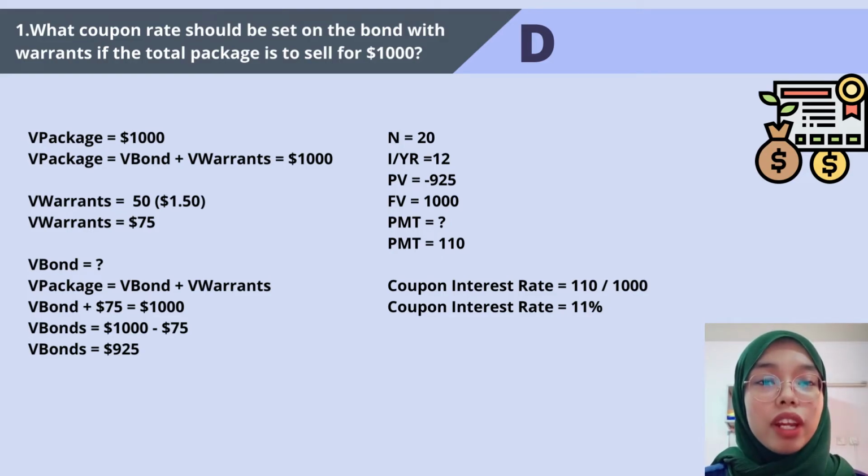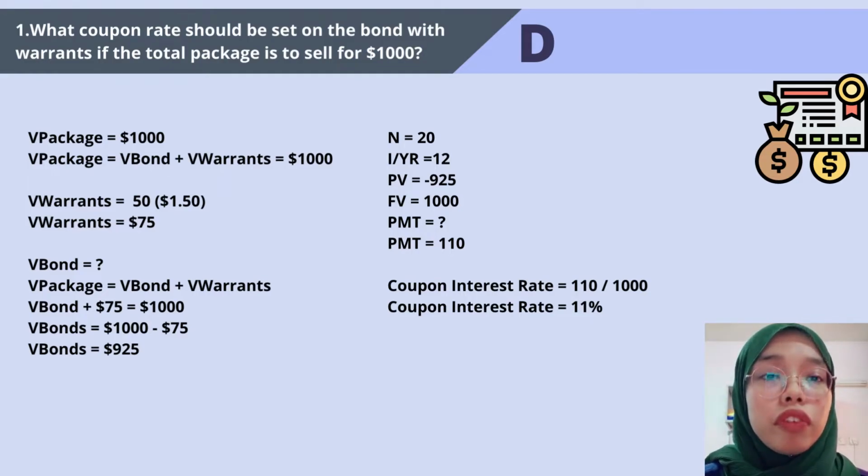Okay, question number 1. What coupon rate should be set on the bond with warrants if the total package is to sell for $1,000? If the entire package is to sell for $1,000, then V package equals V bond plus V warrants, equal to 1,000. It is expected that the 50 warrants will be worth $1.50 each, so V warrants equals 50 times $1.50, equal to $75. Thus, V bond plus $75 equals $1,000. So we get V bond equal to $925.